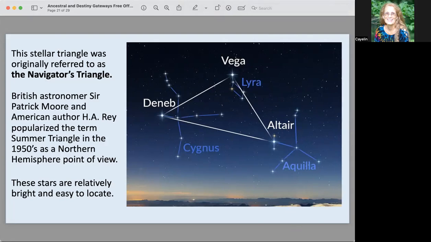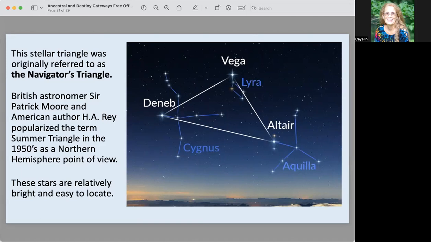It was originally referred to as the navigator's triangle because this is what those sailing ships in the northern hemisphere would look to help them know what direction north was, along with Polaris or whatever happened to be the North Star at that particular time, depending on when that was. But the British astronomer Sir Patrick Moore and the American author H.A. Rey, who wrote a few books, one of which is great for kids if you want to help them get more familiar with the sky, are the ones that popularized the term summer triangle in the 1950s.